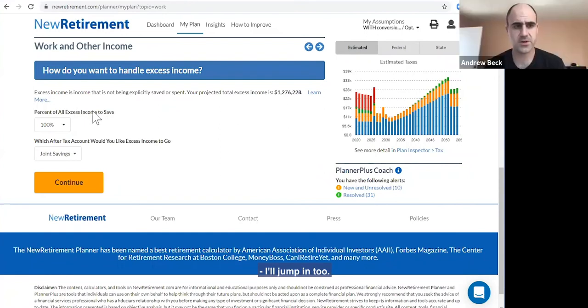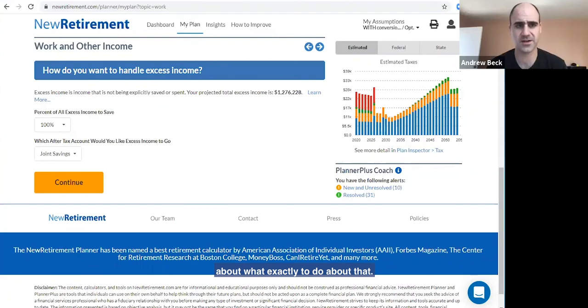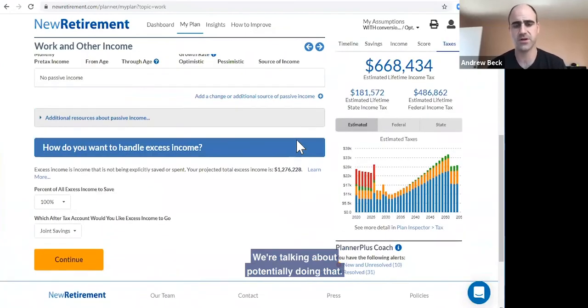Yeah, I'll jump in too. This is maybe one of our most questioned features, this little toggle right here. We're talking internally about what exactly to do about that. Feedback's great, whether you think it's useful, how much you want to use it, all that. We could just default to 100%: any excess income, you get that income. We're talking about potentially doing that in the future.